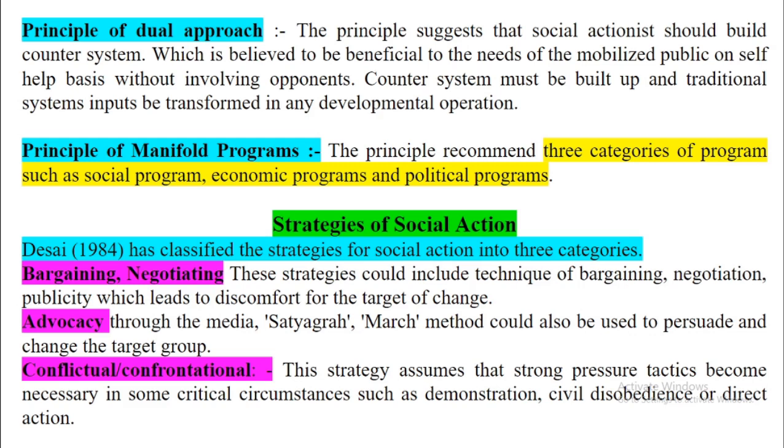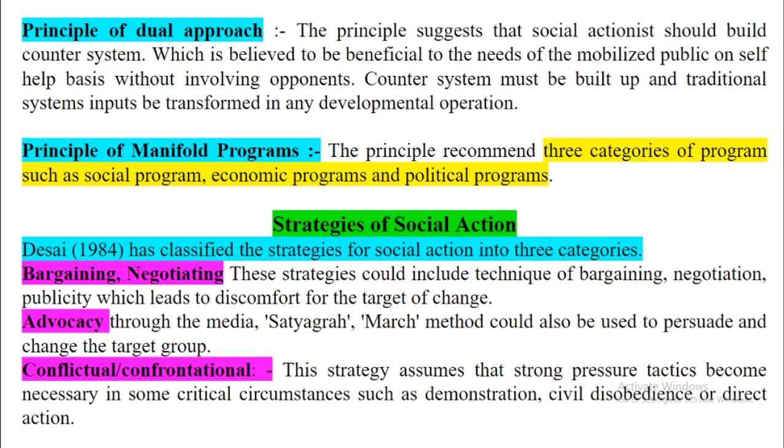First, bargaining and negotiating. These strategies could include techniques of bargaining, negotiating, and publicity, pointing out the problems faced by the population, which leads to discomfort for the target of change. Next, advocacy through the media, for example the Satyagraha march method, which could also be used to persuade the target for change. So here are the advocacy strategies.